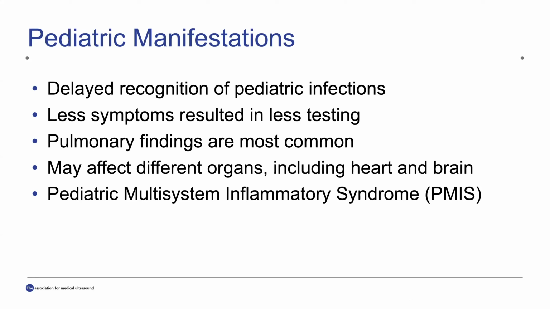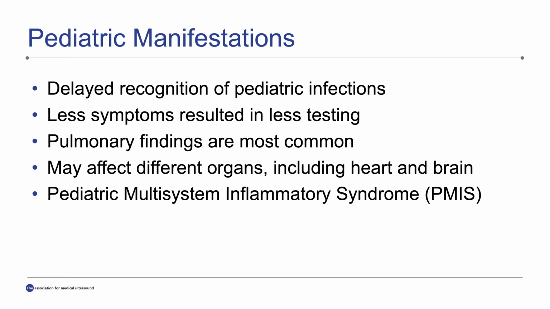Let's move on to talk about some of the pediatric manifestations. Now, there's been a delayed recognition of pediatric infections because at first we thought that the infection skipped the younger population. And because there were less symptoms, they resulted in less testing of kids and young adults. But when they do present, they also commonly present with pulmonary findings, but it also can infect different organs, including the heart and the brain.